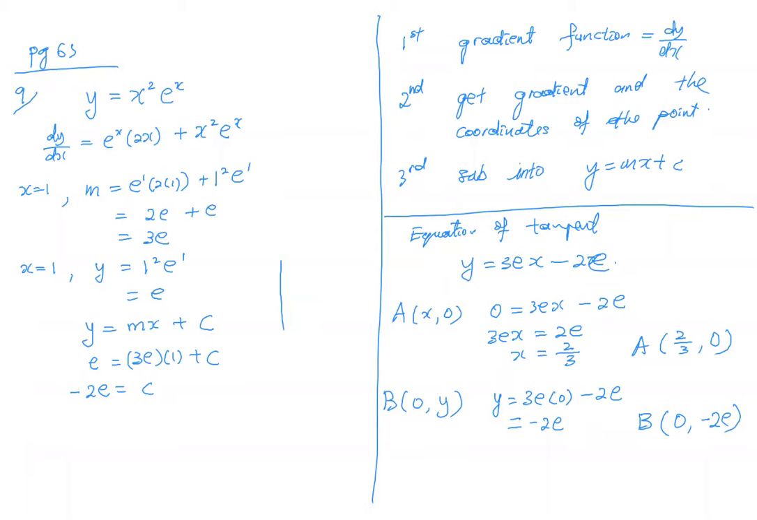So this tangent, the graph will look like that. Here is your point B. Here is your point A. Here is 2/3. Here is 2e. So if they ask for area, it will be half of 2/3 times 2e. So it will be 2e over 3 unit square. Okay?